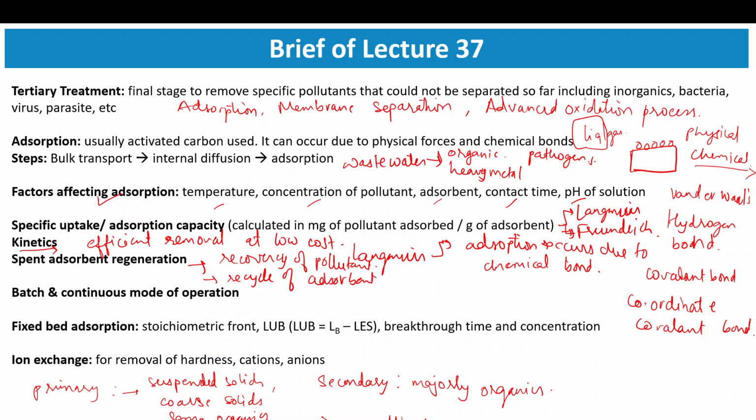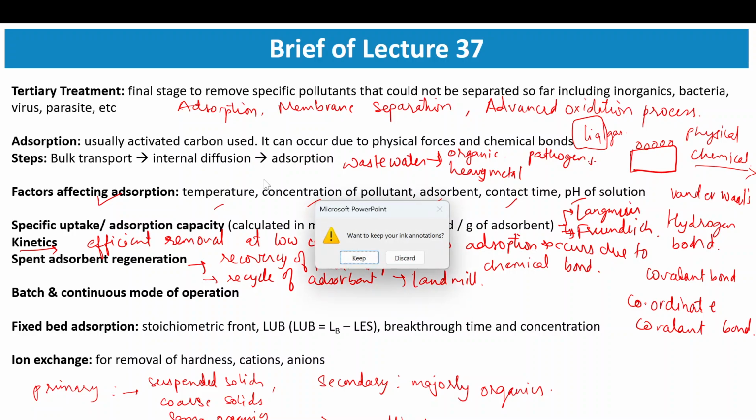Now once you recycle the adsorbent, as the number of cycles you keep on using the adsorbent increases, the amount of adsorption, or the efficiency of adsorption, keeps on reducing. Okay, so there will be one stage where the adsorbent has to be discarded. So at that time, the last step is you dispose of it in a landfill site.